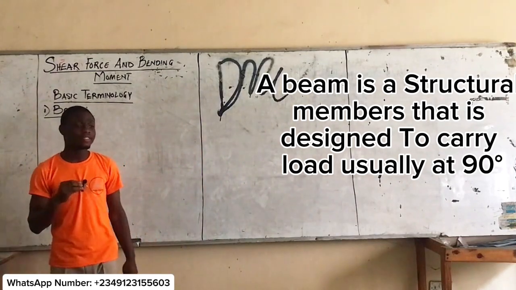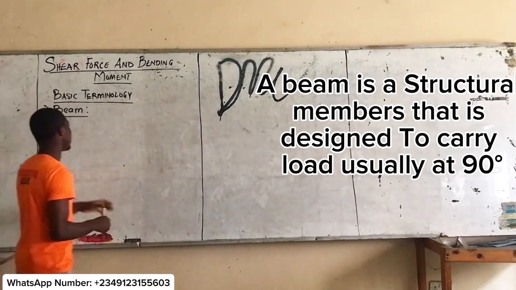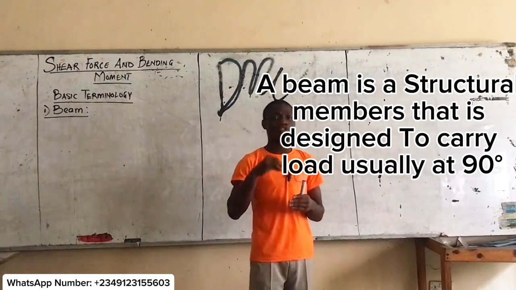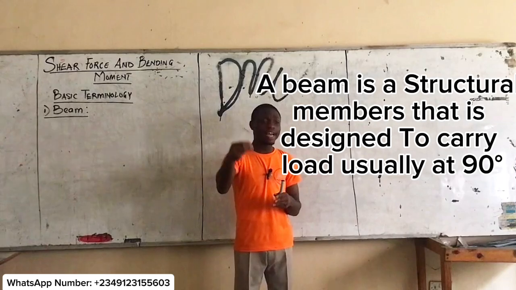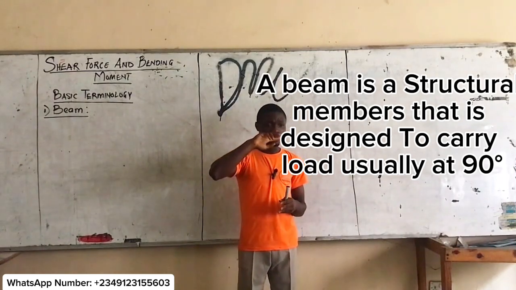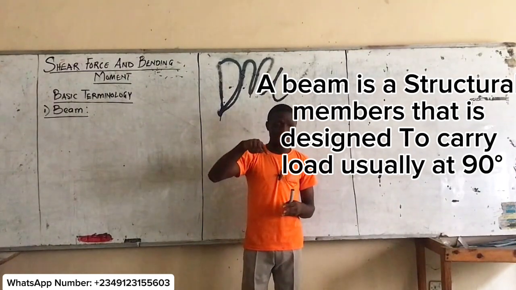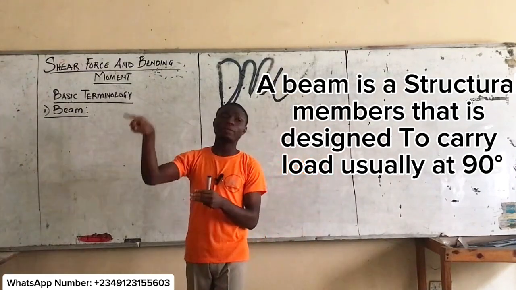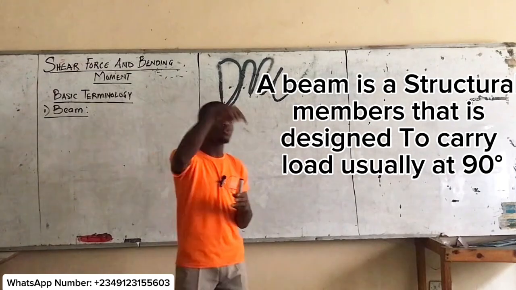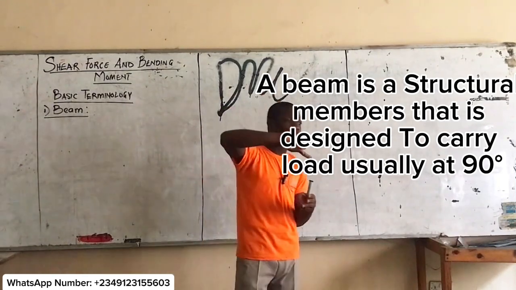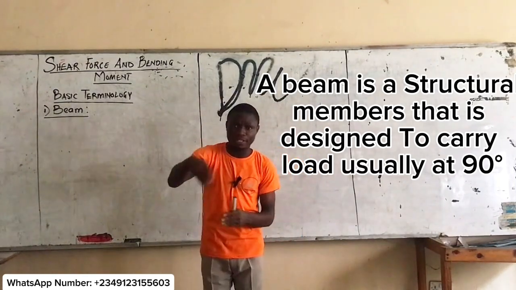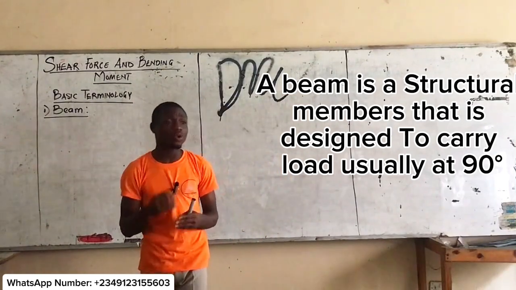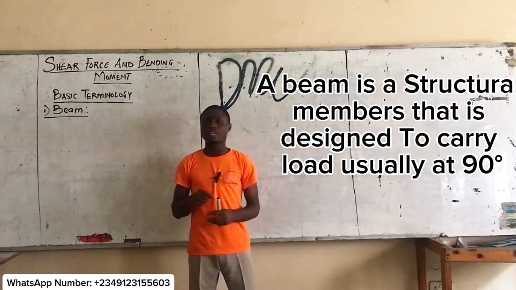A beam is a structural member that is designed for load at 90 degrees. So a beam is a what? A structural member that is designed to carry a load, usually at 90 degrees. A beam is a structural member that is designed to carry a load, usually at what? 90 degrees.